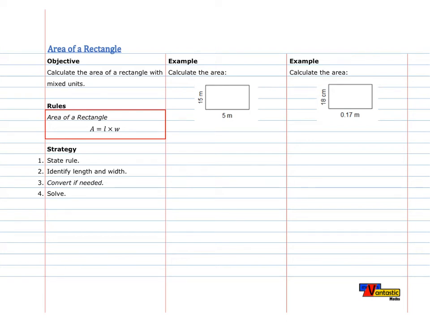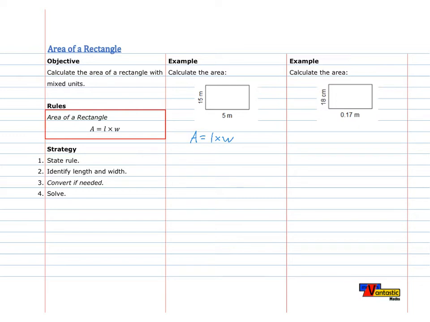Hi, this is Mr. V, and in this video we are going to look at how to calculate the area of a rectangle even when we have some mixed units involved. So in these examples we have rectangles and we want to calculate their areas. So we're going to start by writing down the rule for the area of a rectangle, which is area equals length times width.